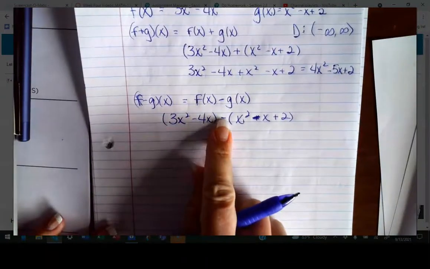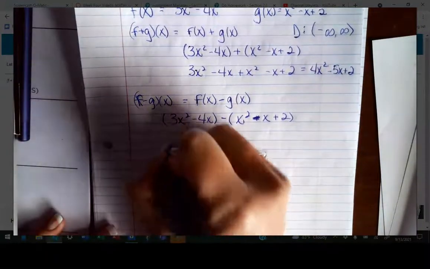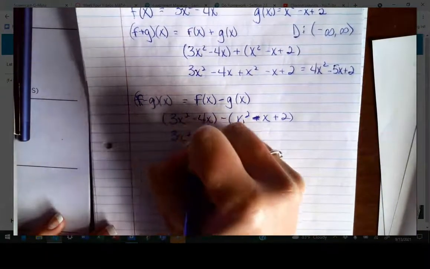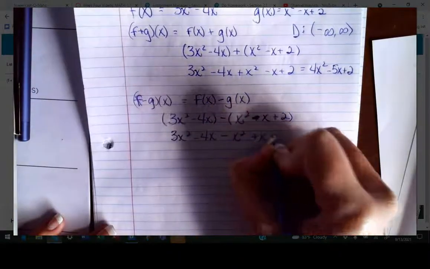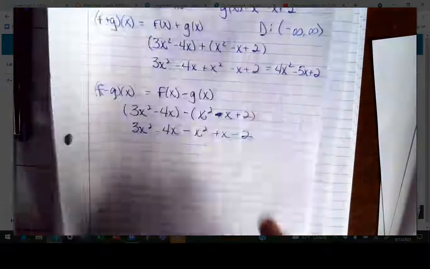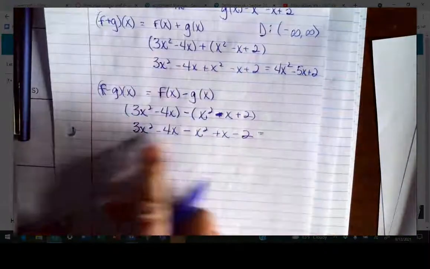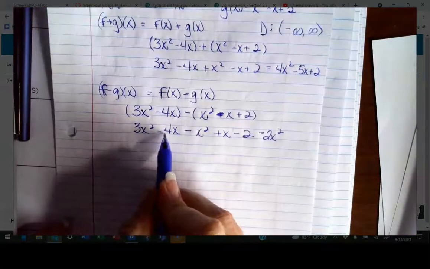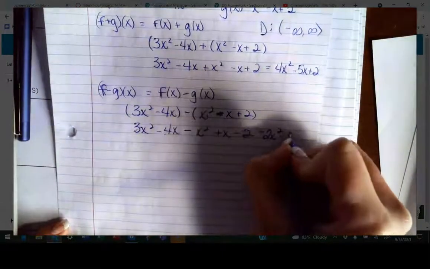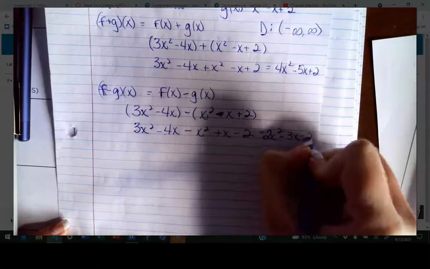That's subtraction. Okay? So what do I do with the negative? I'm going to change all the signs. So that gives me 3x squared minus 4x minus x squared plus x minus 2. So what do I have now? 3x squared minus an x squared is 2x squared. Negative 4x plus an x is negative 3x. And I got a minus 2.